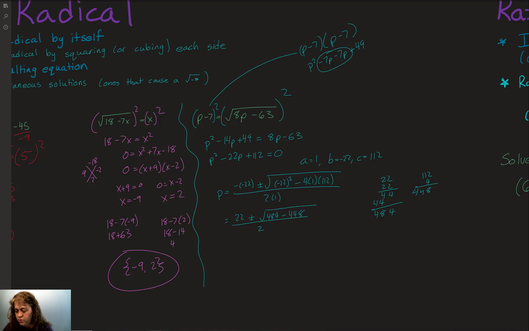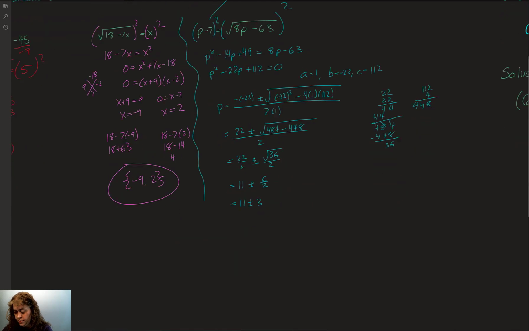All of that over 2. 22 over 2 plus or minus whatever the mess this turns into. Minus 448. That'd be a 6.7 minus 4 is 3. Oh, it's going to be a 36. That's delightful. 11 plus or minus 6 over 2 equals 11 plus or minus 3.